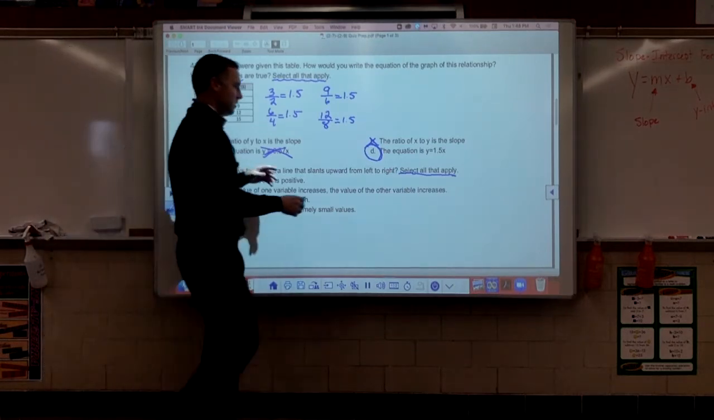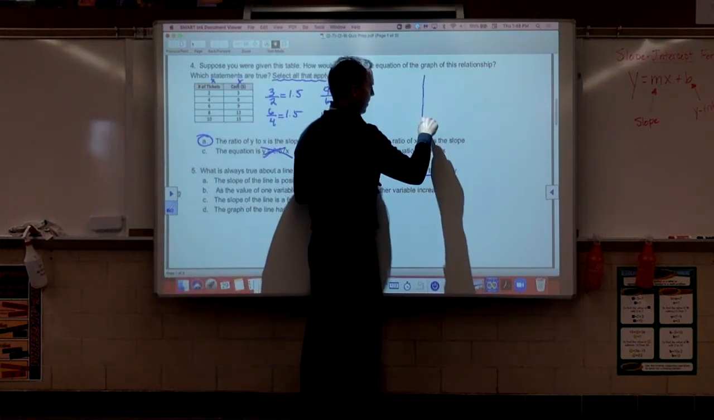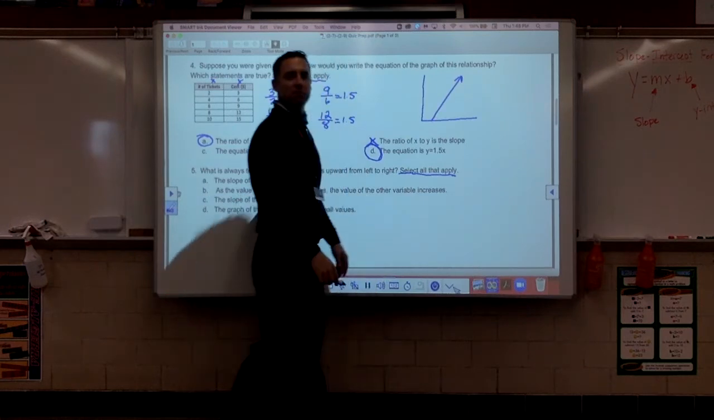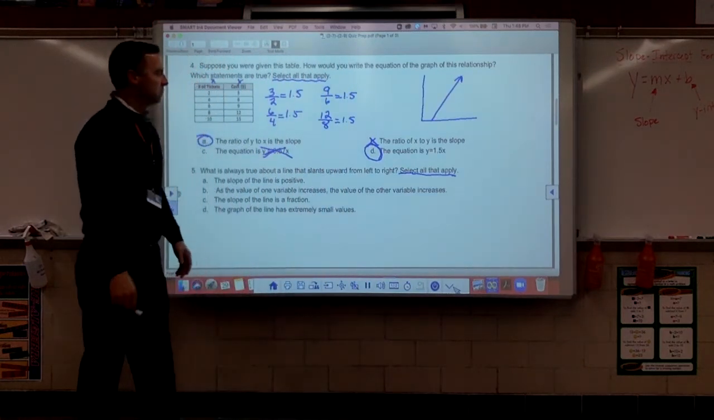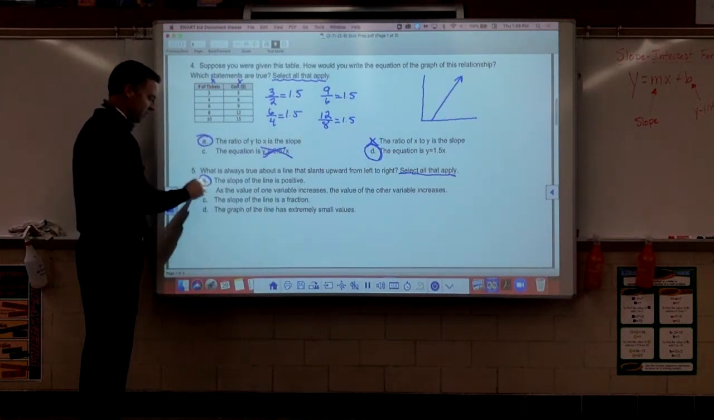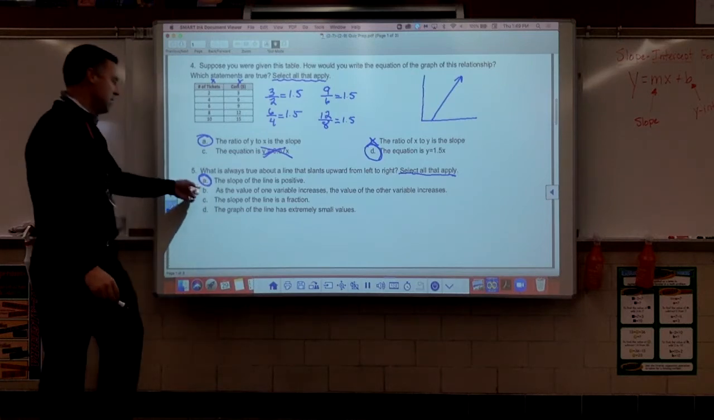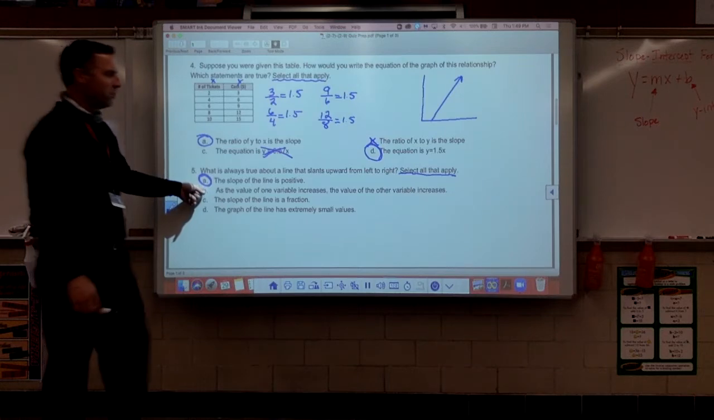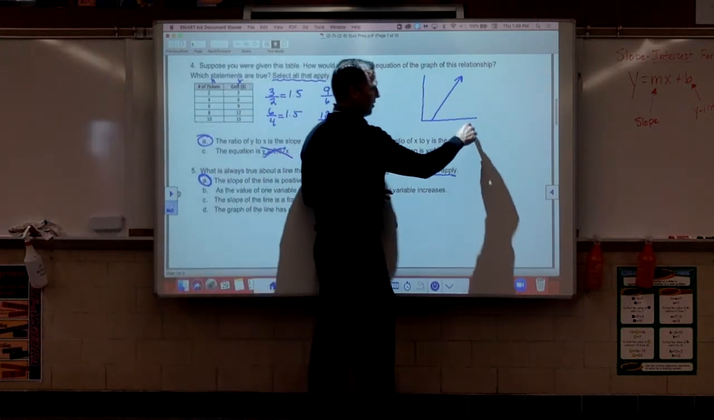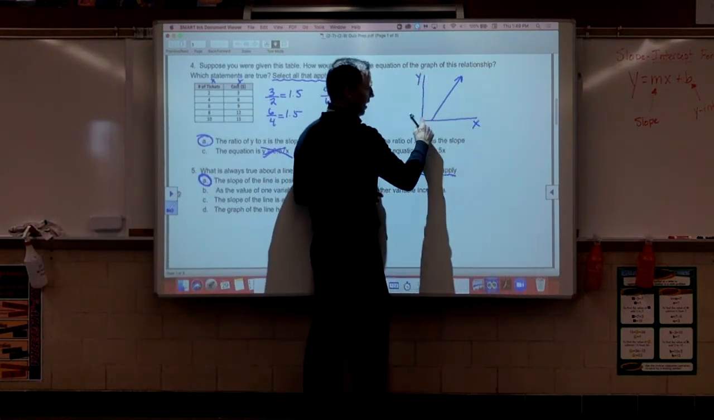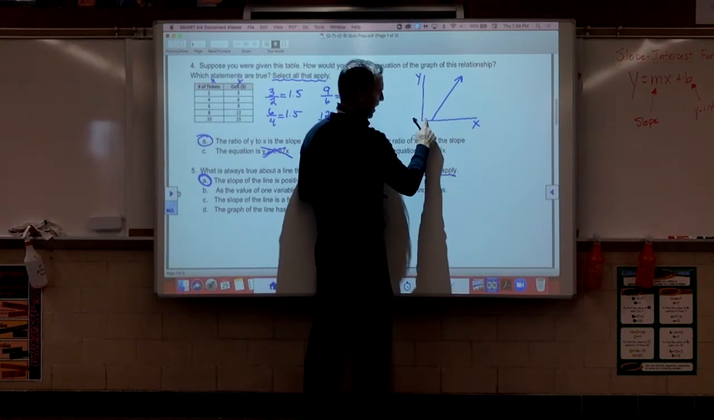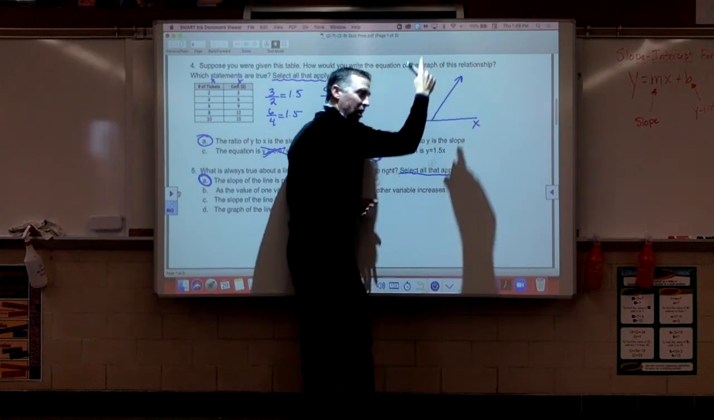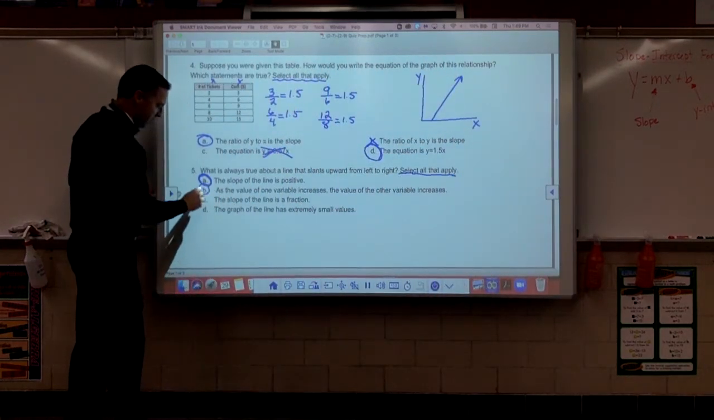Maybe I'm a visual person, Mr. Knoll. Okay, so I need a line that goes up from left to right, something like that. Yeah, that's positive. That's what we've talked about. That's a positive slope. Well, as the value of one variable increases, the value of the other variable increases. We've talked about that as well. X value, Y value. As the X value increases, the Y value also increases. Yes. Sweet. A and B.